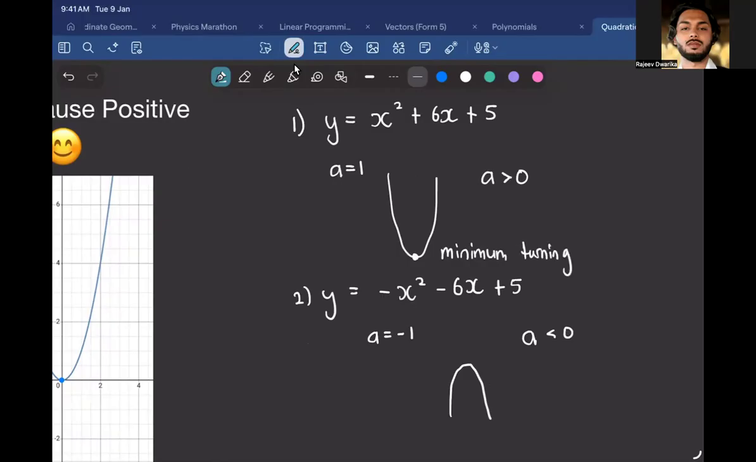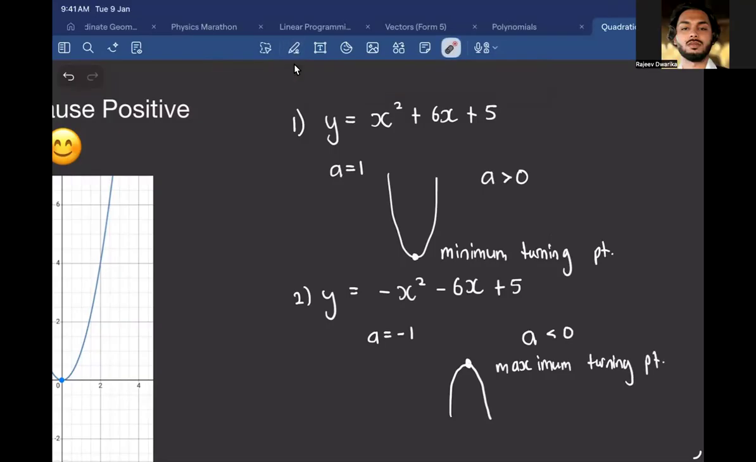So Avinash, if your coefficient for A is a positive number, then the graph is said to have a minimum turning point. If the coefficient of A is less than 0, meaning that it's negative, then we'll say that the graph has a maximum turning point. So basically, once it is positive, it's always a minimum, and if it's negative, it's always a maximum. Yep. And why is that?